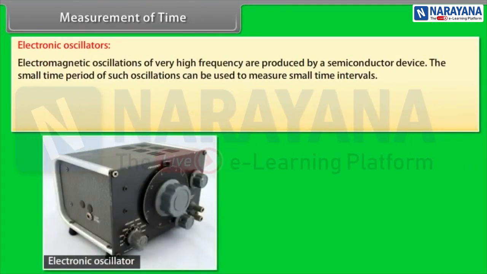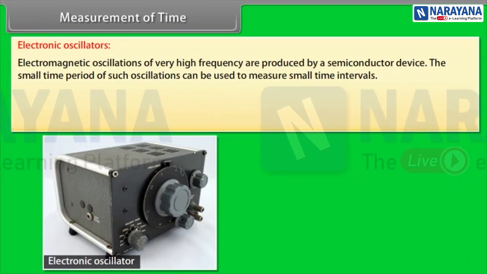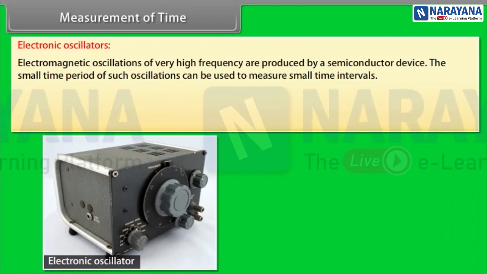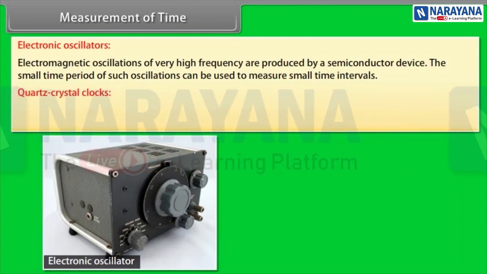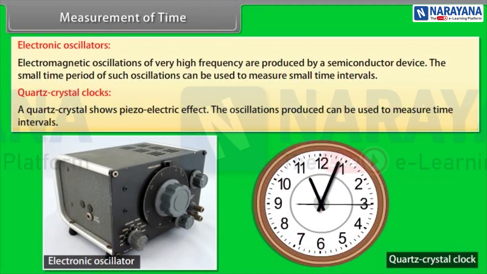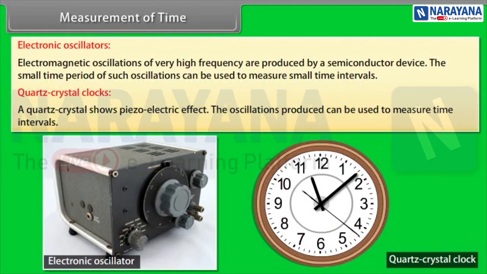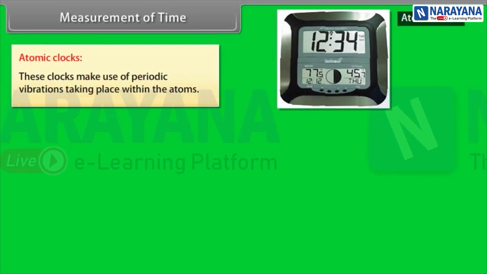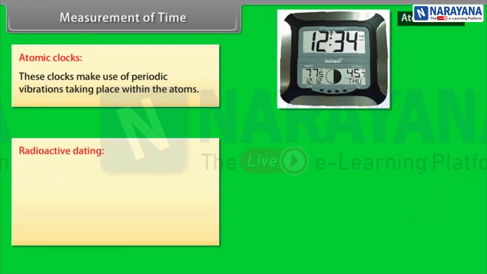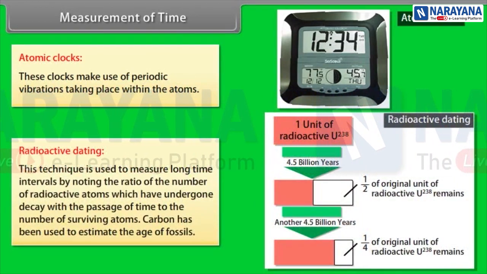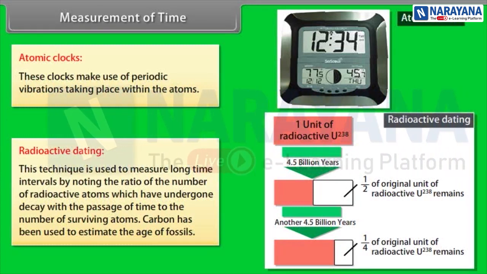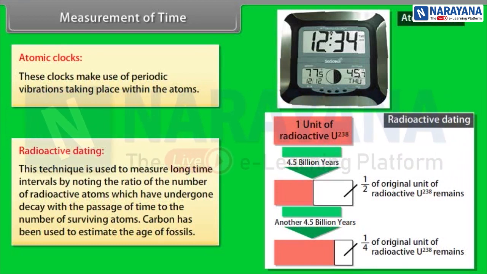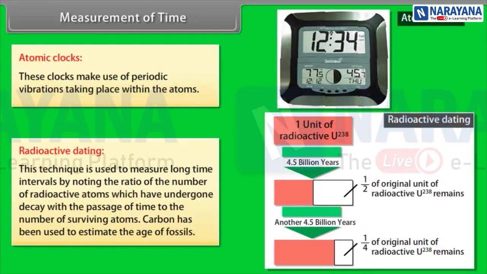Electronic oscillators. Electromagnetic oscillations of very high frequency are produced by a semiconductor device. The small time period of such oscillations can be used to measure small time intervals. Quartz crystal clocks. A quartz crystal shows piezoelectric effect. The oscillations produced can be used to measure time intervals. Atomic clocks. These clocks make use of periodic vibrations taking place within the atoms. Radioactive dating. This technique is used to measure long time intervals by noting the ratio of the number of radioactive atoms which have undergone decay with the passage of time to the number of surviving atoms. Carbon has been used to estimate the age of fossils.